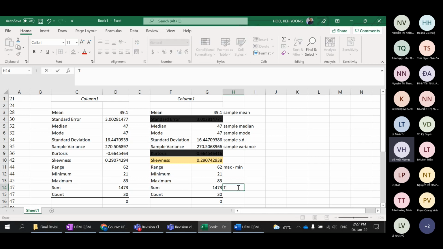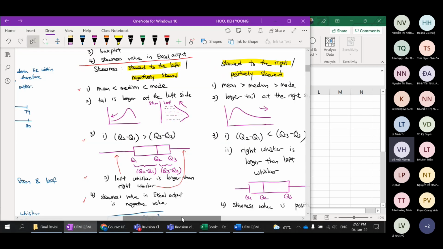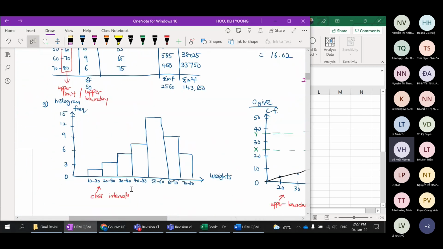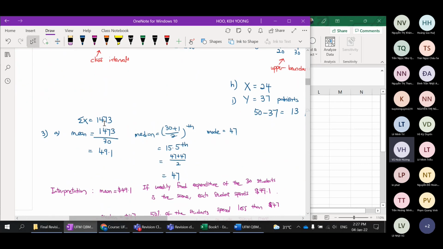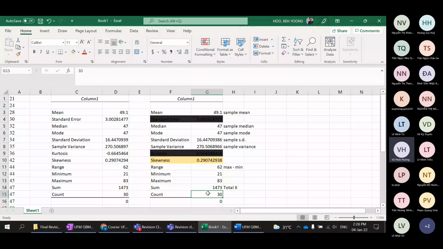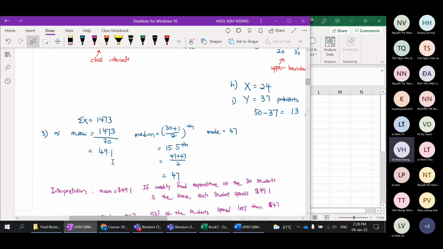Sum, this is the total x. So just now when we found the mean in part A, our sum is 1473, correct? So same as this one. And then the last one, count, is the sample size, which is the n. So just now we took 1473 divided by 30, we got 49.1, which is the same as the one that we got from the Excel.